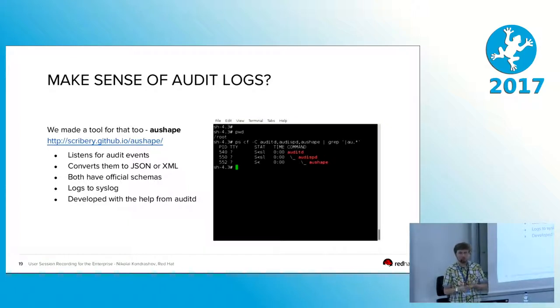So to deal with audit logs, to get them to Elasticsearch, we made a tool called Aushape, and we worked together with the audit team and we're still working. We made that tool to convert the audit logs to JSON, which would be suitable for Elasticsearch, and to XML for other tools, because we have customers who prefer XML. We build in the schemas, which you can use to validate the output, so it's more or less strictly defined as far as we have gone so far, at least. It just logs to syslog, and that's it for now.